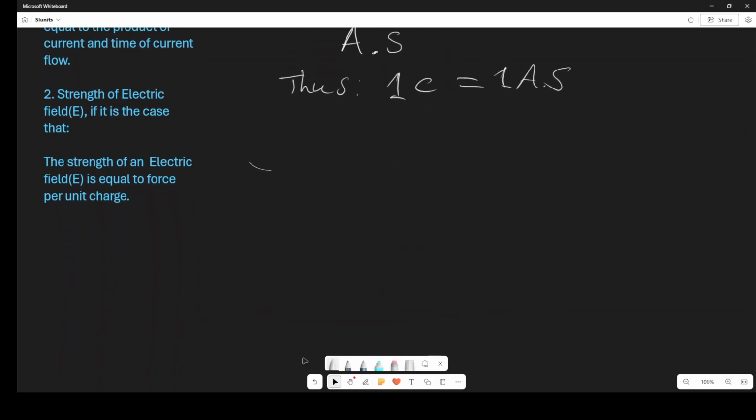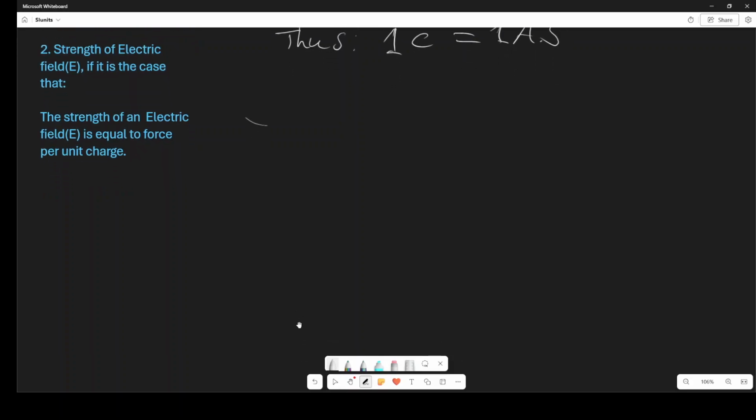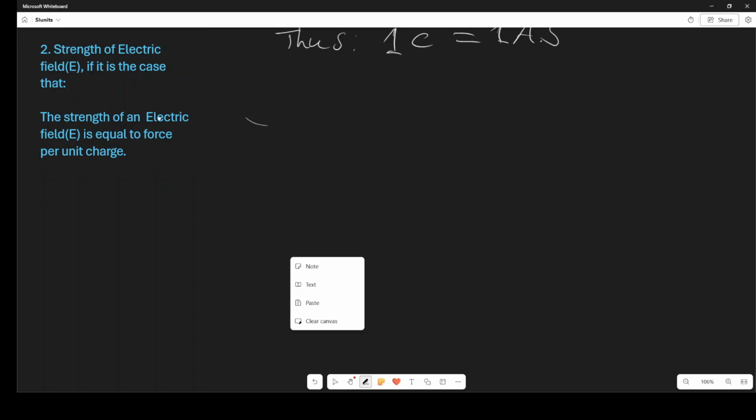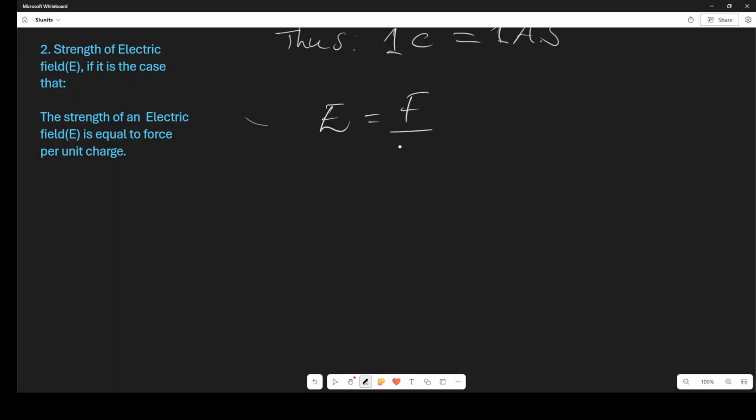let's go to number 2. So the strength of an electric field is equal to force per unit charge. I'll write that. Per means division, and the charge I will write the small letter q, and you will see that when we cover electrostatics.